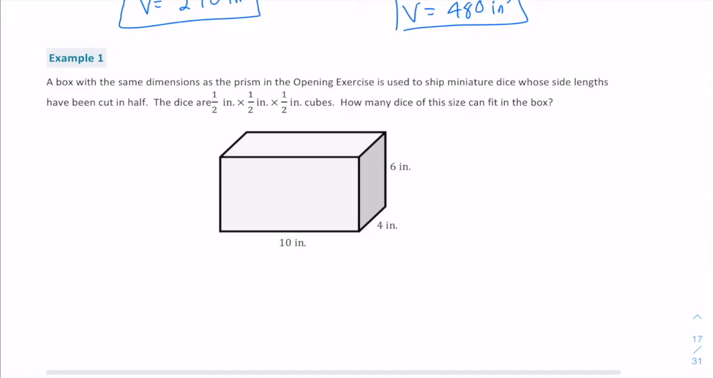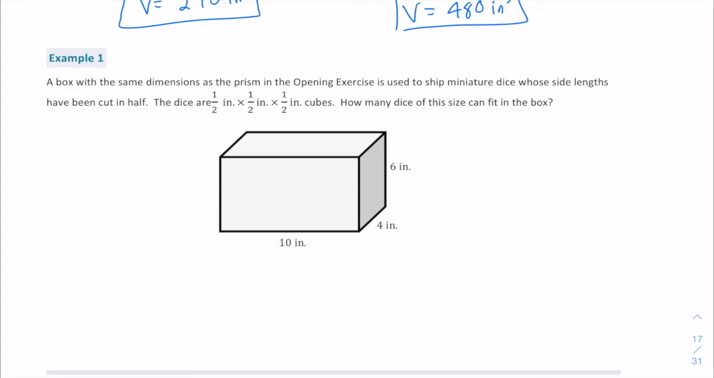All right, let's look at a slightly more interesting problem, because that's pretty straightforward. We need to multiply three numbers together. We get the volume. Okay, so it says a box with the same dimensions as the prism in the opening exercise is used to ship miniature dice whose side lengths have been cut in half. The dice are 1/2 inch by 1/2 inch by 1/2 inch cubes. How many dice of this size can fit in the box?